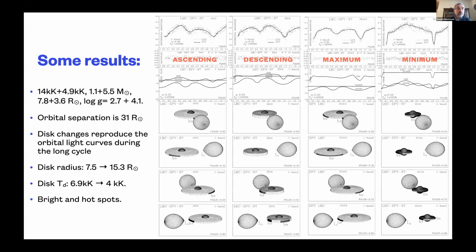Well, for this system, we found the temperature and the masses for the stars, also the radii, the log g, and the orbital separation. And we also observe that these changes can reproduce the changes in the orbital light curve. The temperature changes from 7 kilokelvin to 4 kilokelvin, and the radius changes from 7.5 to 15 solar radii.